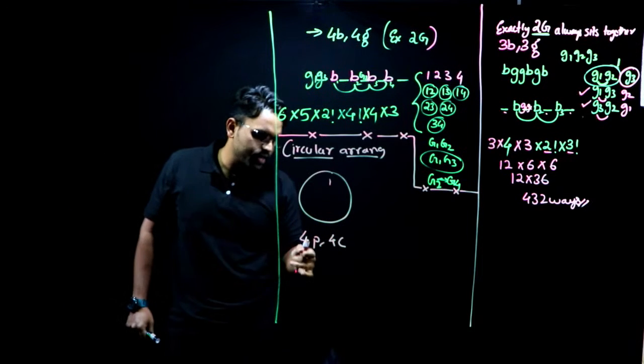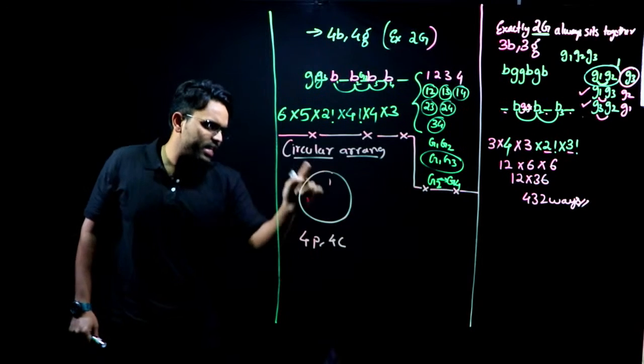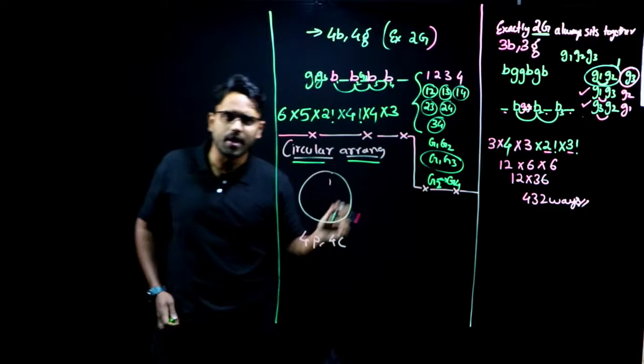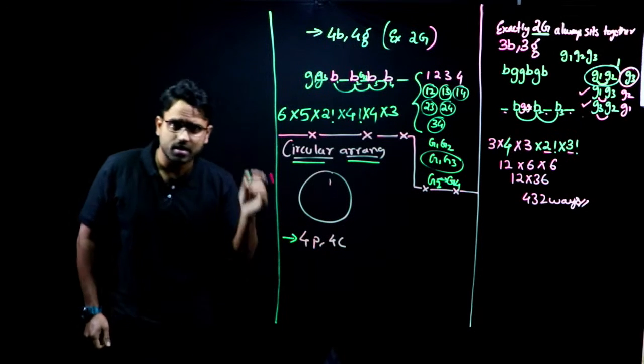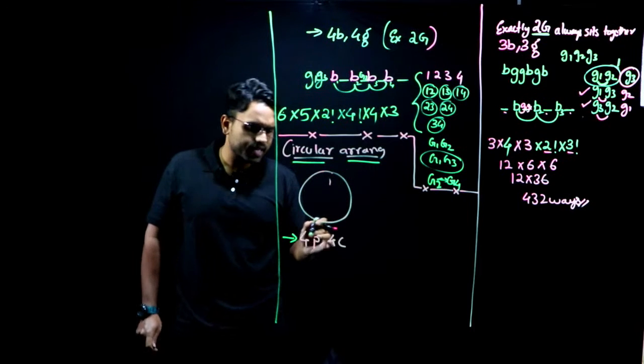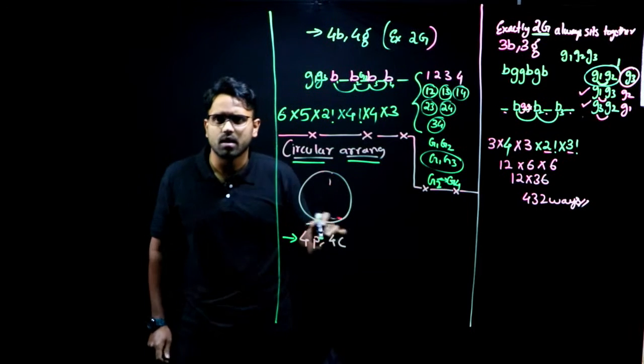Let's go to the next question that we have here. Circular arrangement. Everyone pay attention. What are we going to do here? There are 4 people and 4 chairs. The question will be something like this: there are 4 people, 4 chairs. In how many different ways can 4 people be arranged in 4 chairs in a circular arrangement?